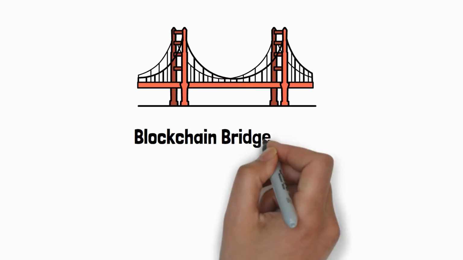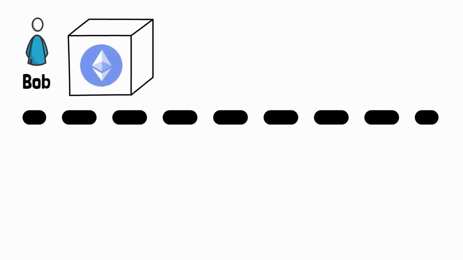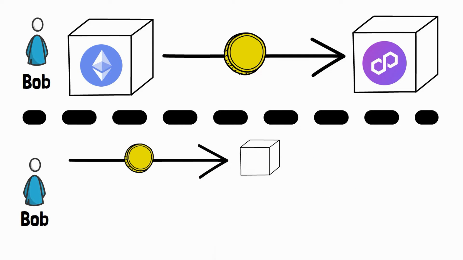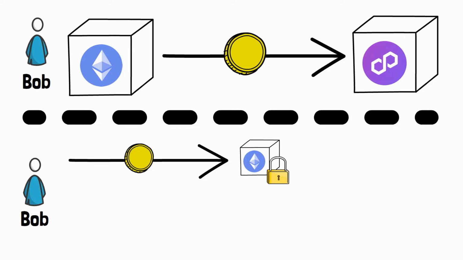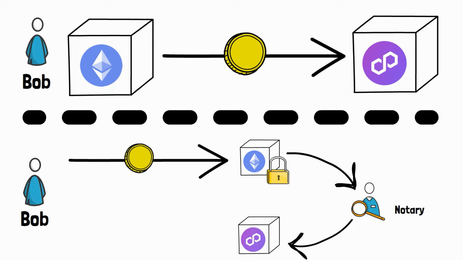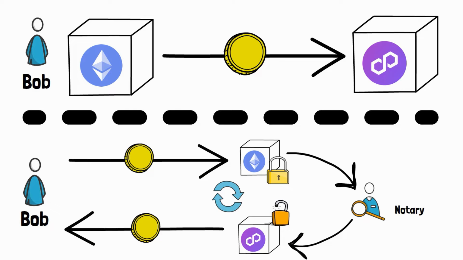The first type of blockchain bridge is a notary. Let's say our user Bob wants to transfer some tokens between two blockchains, for example, from Ethereum to Polygon. First, Bob will send the tokens to a smart contract on Ethereum. The tokens will be locked in the smart contract. A trusted third party called a notary will detect the transaction, and then it will trigger another smart contract on the Polygon blockchain. Finally, this smart contract will mint a token. The transfer is completed. And it's also possible to do the opposite operation from Polygon to Ethereum.